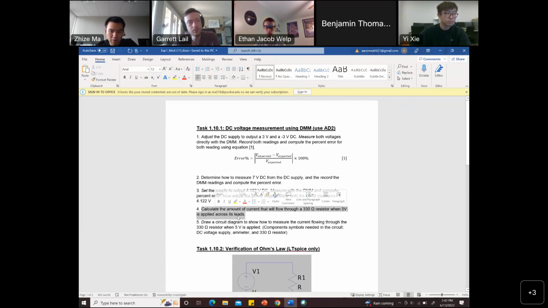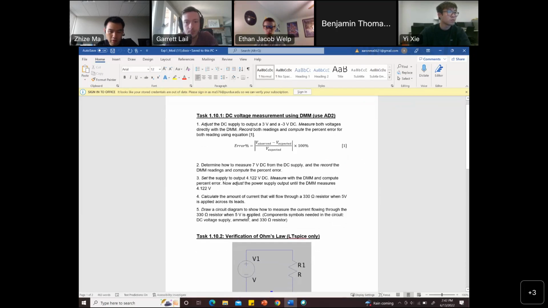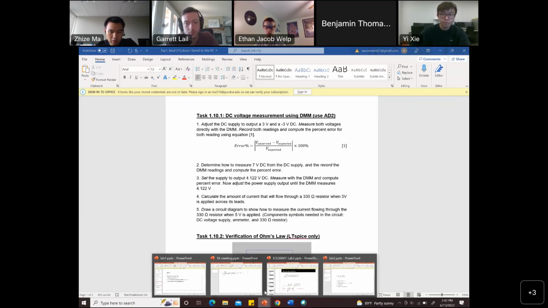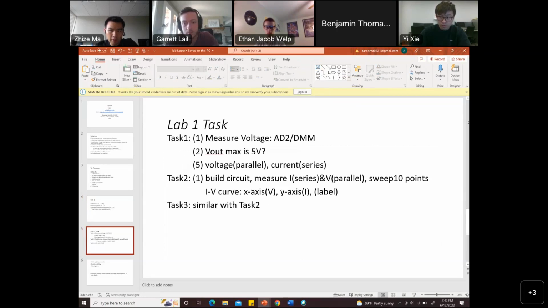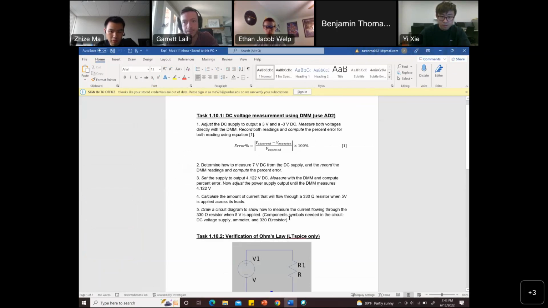Step 4, they just use Ohm's law to do the calculation. Okay, step 5, they just need to draw the circuit diagram. Yeah, I think task 1 should be pretty simple.